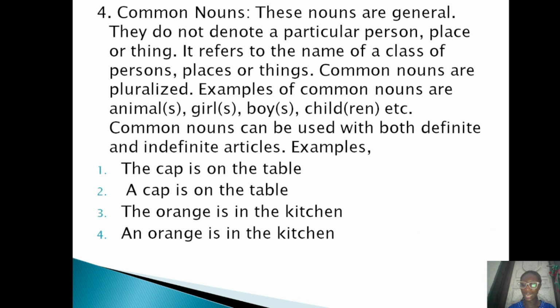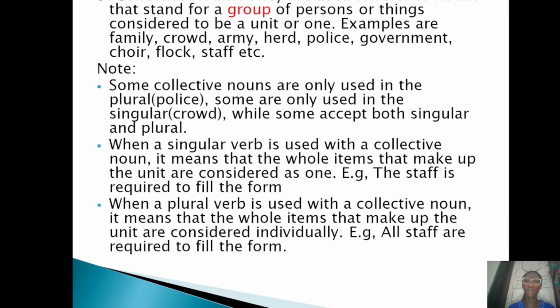Collective nouns simply refer to nouns that stand for a group. So when we're dealing with a group of persons that are considered to be a unit, that is what we call collective noun. A group of persons or things considered to be a unit or one. Examples, we have family, we have crowd, we have army, we have herd, we have police, we have government, we have choir, we have flock, staff, and so on.